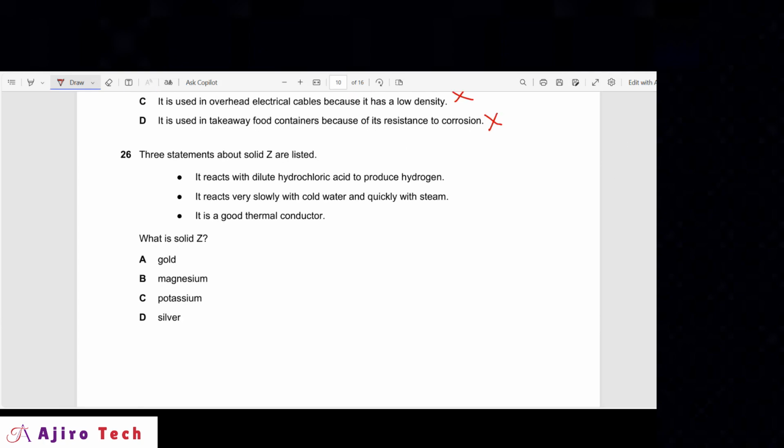26. These 3 statements about solid Z are listed. What is solid Z? It reacts with dilute hydrochloric acid to produce hydrogen. That means it must be a very reactive metal. So gold is not reactive, and silver is not as reactive as hydrogen for it to displace hydrogen in that reaction. It reacts very slowly with cold water. Of course, you should know that magnesium does this. So B.